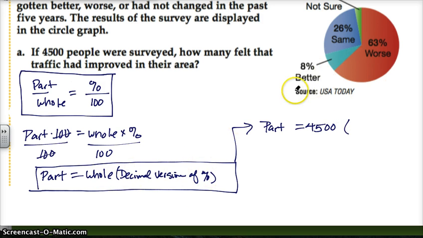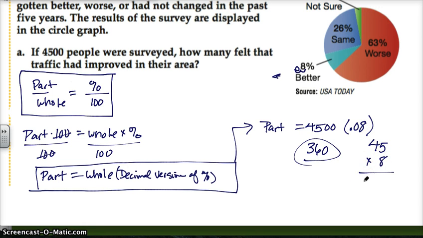Now, what percent am I concerned about is the question. How many people felt that traffic had improved in their area? So these people will be the better people. How do I write 8% as a decimal? If you remember, to go from percent to decimal, you move the decimal place over 2 spaces to your left, and so we have 0.08 as that value. When I multiply these two, I get 360. And I didn't use a calculator to do this. I'm hoping you can do this without a calculator or super long multiplication, meaning take your 45, multiply it by 8, you get 360.